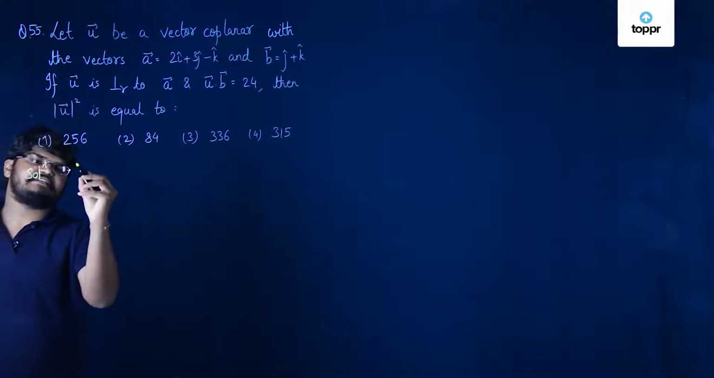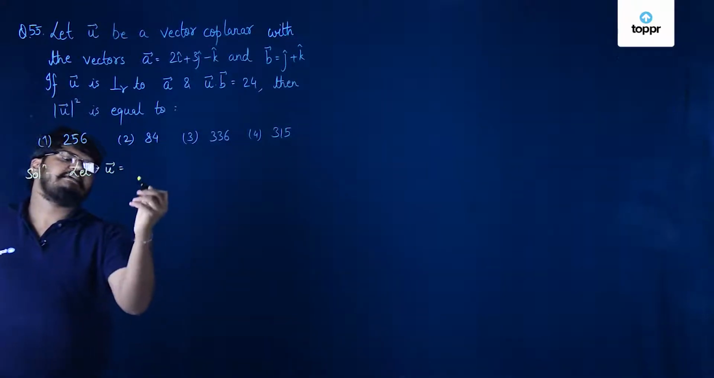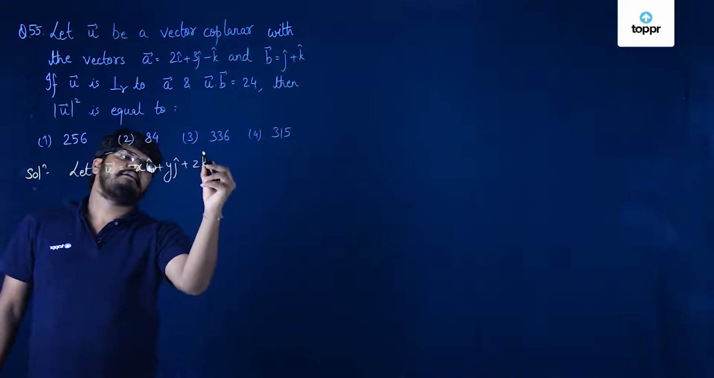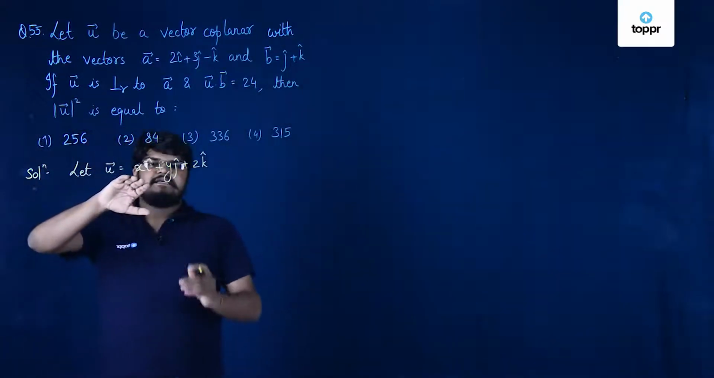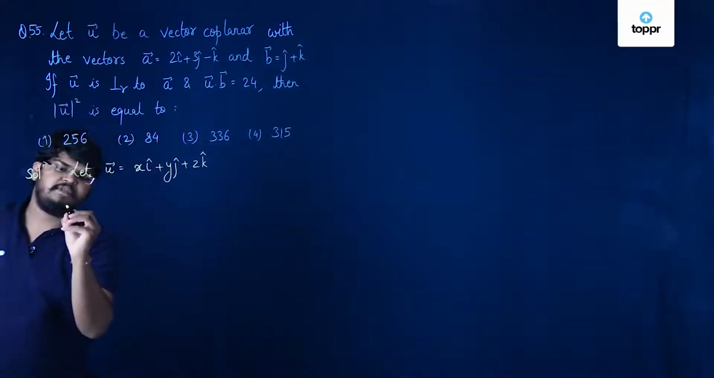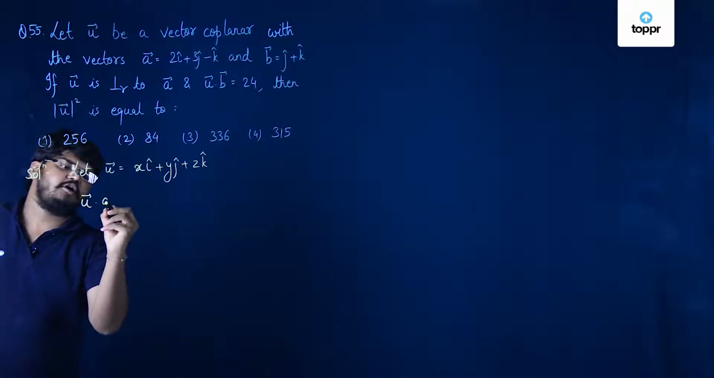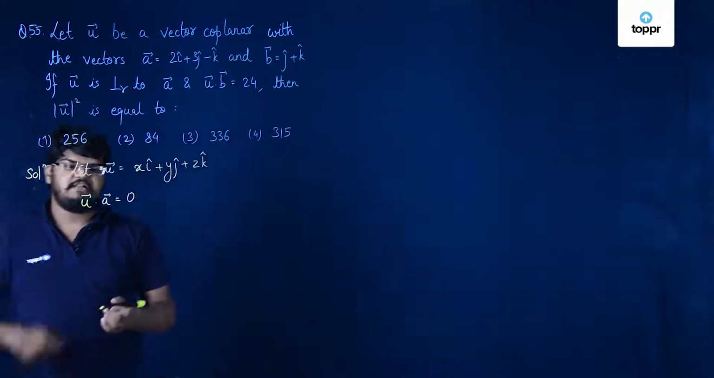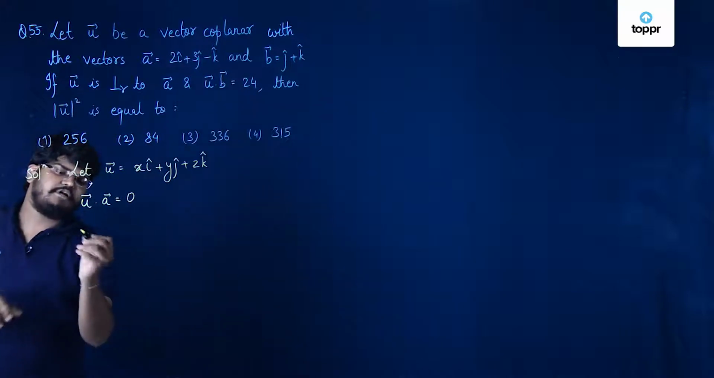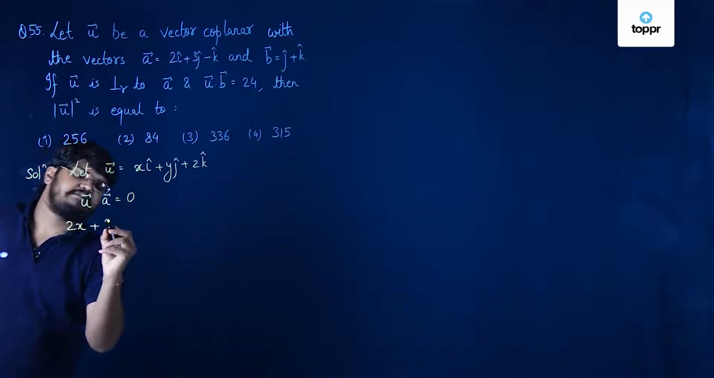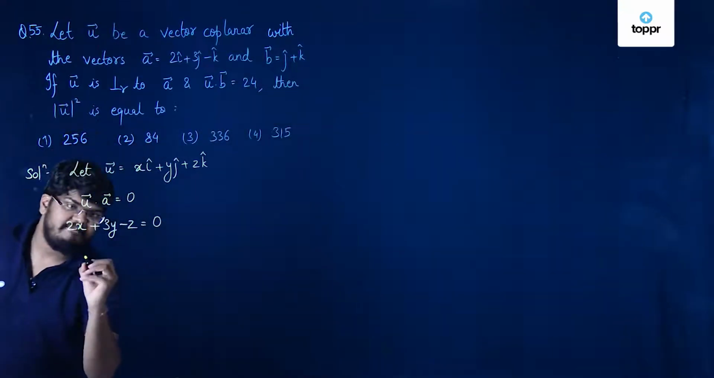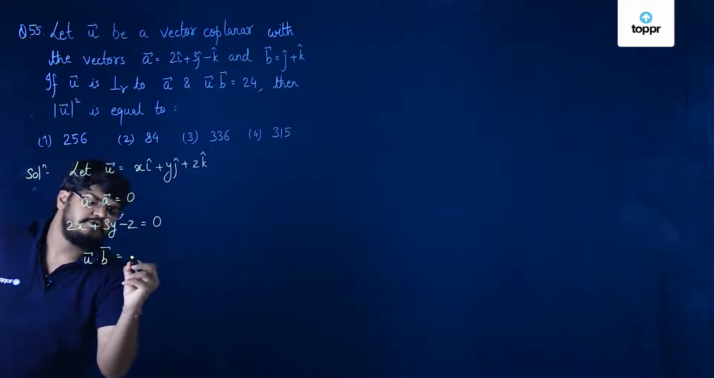For the solution, let us first assume that our u vector is equal to x i cap plus y j cap plus z k cap. Since u vector is perpendicular to a vector, u vector dot a vector is equal to 0. Taking the dot product, we get 2x plus 3y minus z is equal to 0. Also, we have been given that u vector dot b vector is equal to 24.